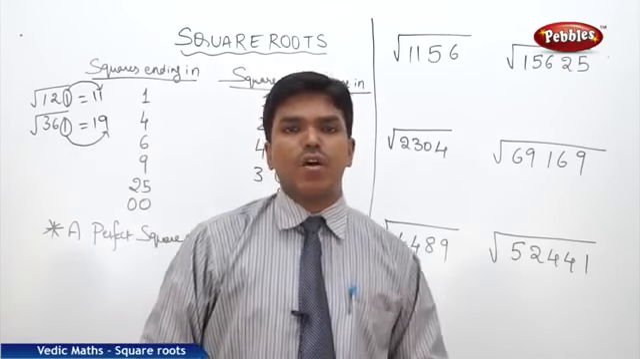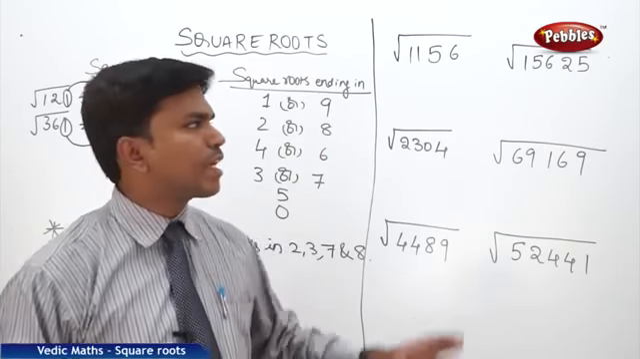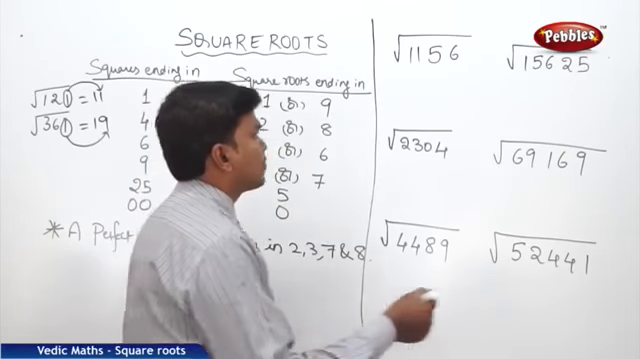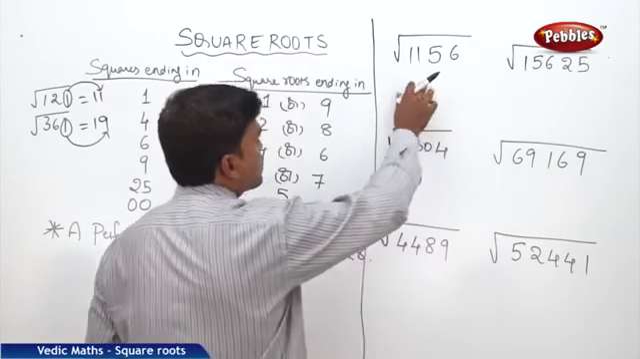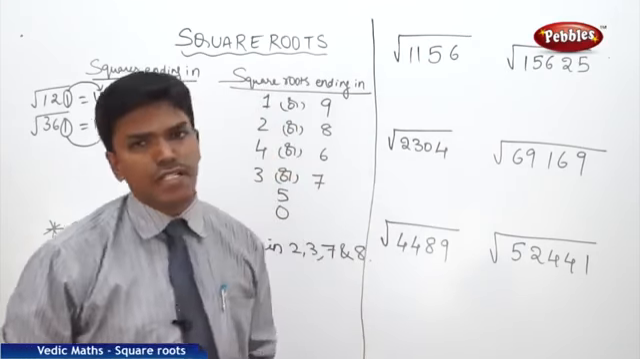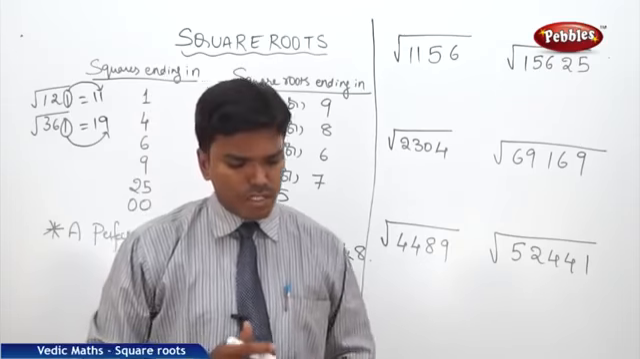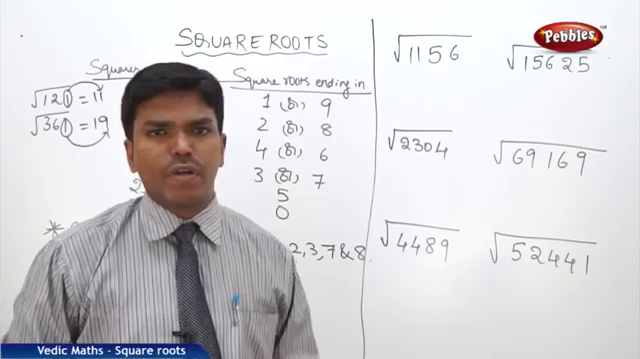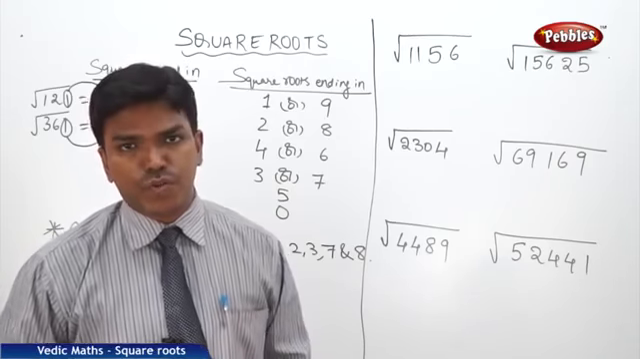Now we will discuss how to find the square root of a number, taking a few examples here. Okay, now see here. First of all, suppose I want to find the square root of the 4-digit number 1156. To tell the square root of any 3-digit number is very easy. Why? Because it comes under 30 squares.